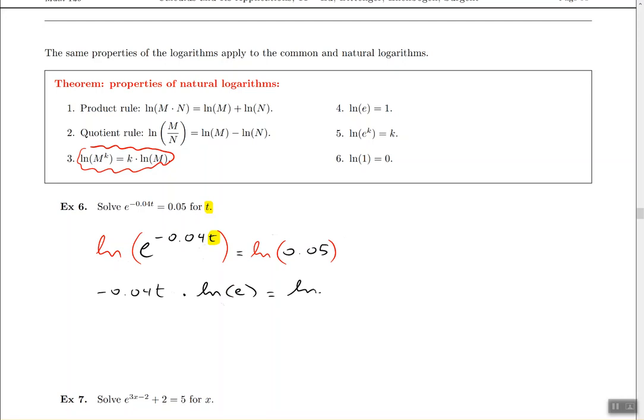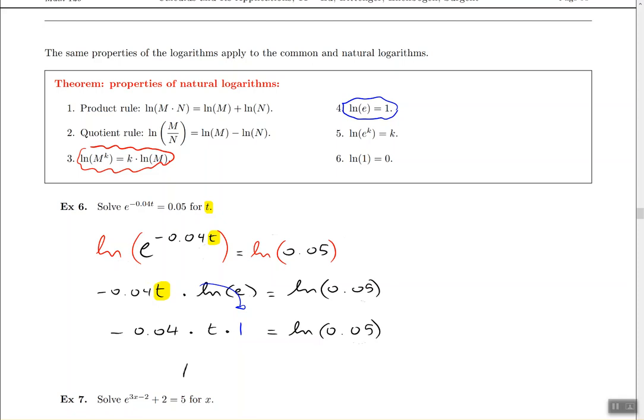Now on the other side, we have ln of 0.05, and we don't care what that is for now. At this point, remember, we are looking for t itself, so we have to somehow get rid of all the numbers around the t. First of all, what is ln of e? According to rule number 4 from the table, ln of e is really just the number 1. So this now says negative 0.04 times t times 1 is equal to ln of 0.05. Again, we don't care what that number is; it's just something the calculator is going to give us in a minute.